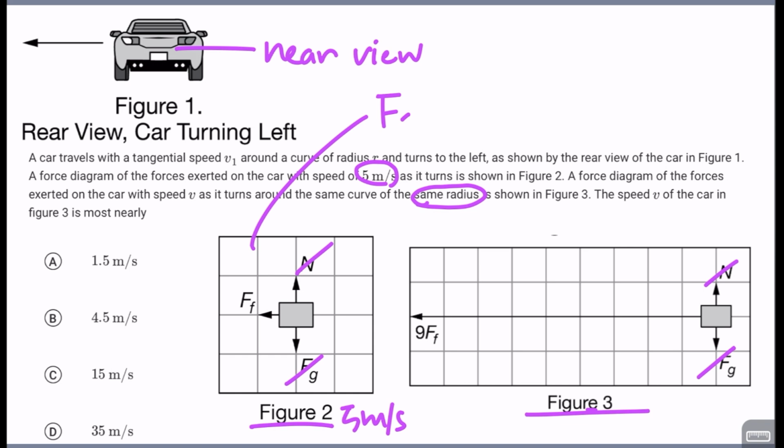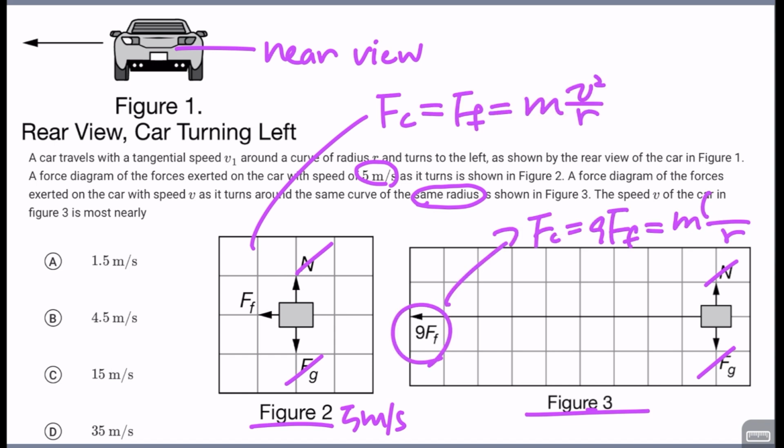The only difference would be v, because it has been increased by 9 times, and in this formula, velocity is squared. Since it is squared, that means the velocity must have been increased by 3 times. So 5 meters multiplied by 5 meters per second multiplied by 3, that would be 15 meters per second.